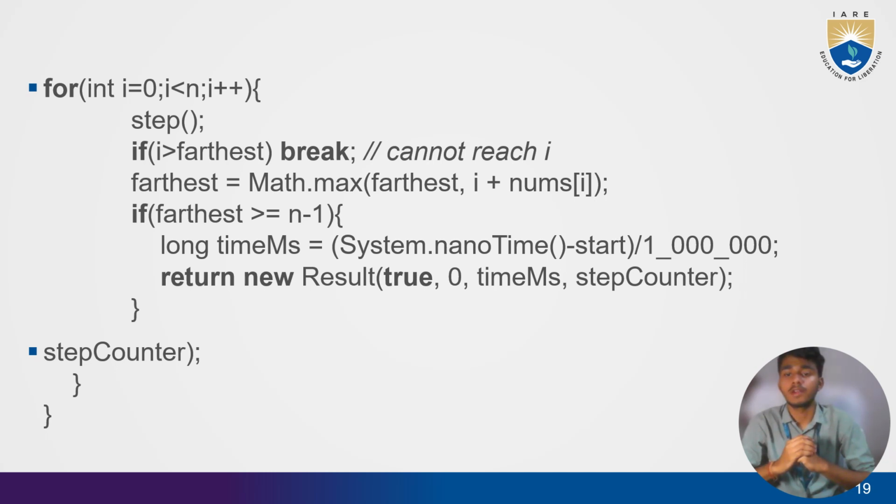If i is greater than farthest, break because we cannot reach index i. Update farthest equal to max of farthest, comma, i plus nums[i]. If farthest is greater than or equal to n minus 1, we can reach the last index and return the result, which is true, 0, time ms, steps. If the loop finishes without reaching n minus 1, return false, minus 1, time ms and steps.